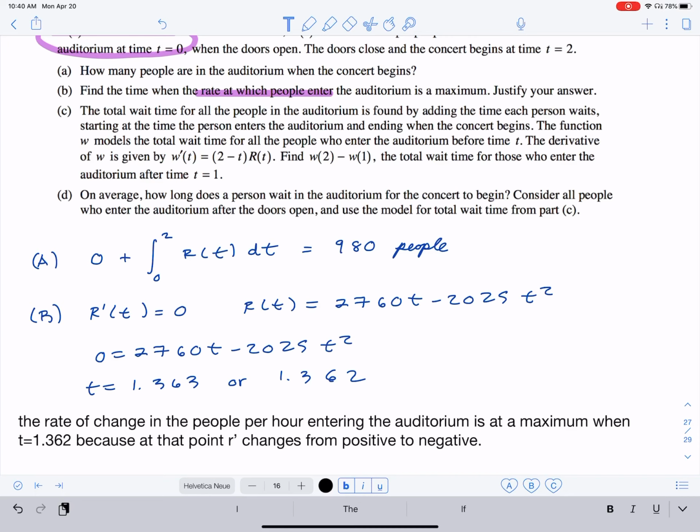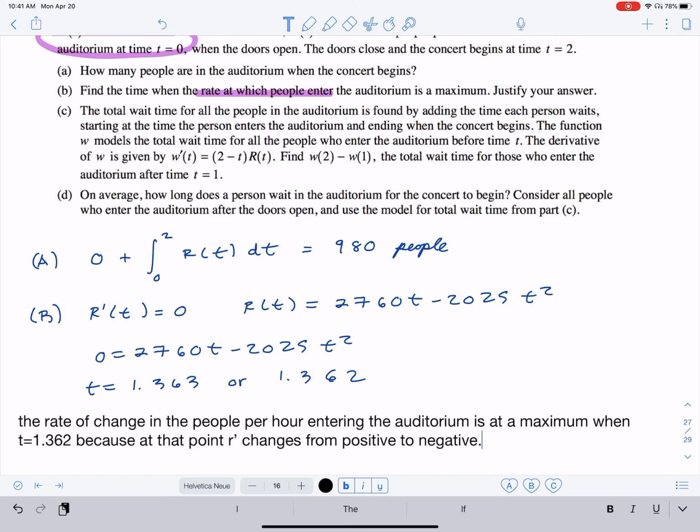Letter C. Whew. Too long, didn't read, TLDR, right? Okay, let's see. The total wait time for all the people in the auditorium is found by adding the time each person waits, starting at the time the person enters the auditorium and ending when the concert begins.